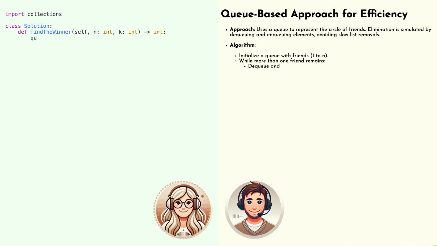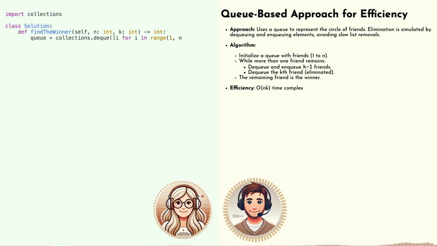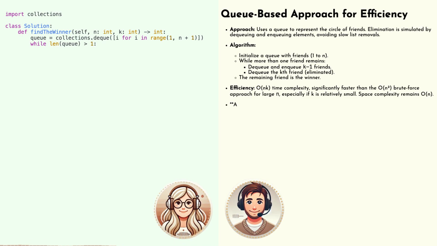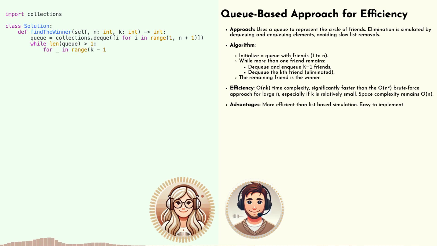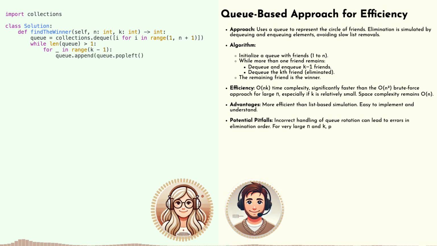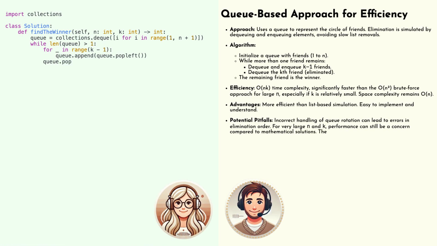A queue, huh? I remember those from my data structures class. They're like a line at the store, first in, first out. But how could we even apply that to this problem? That's a great question. Let's take a closer look at how a queue might help us simulate this circular elimination process more efficiently in the next part of our deep dive.